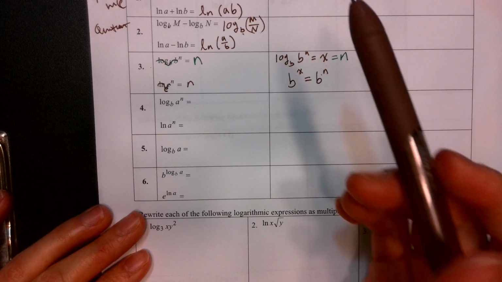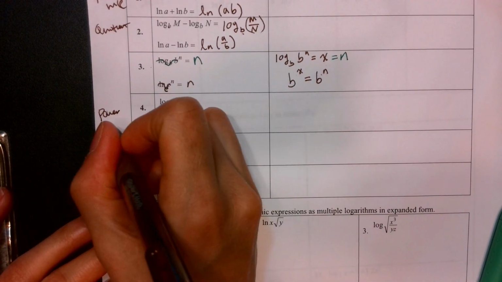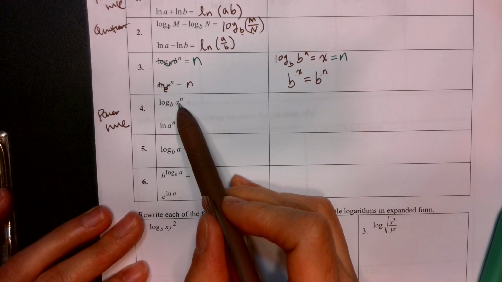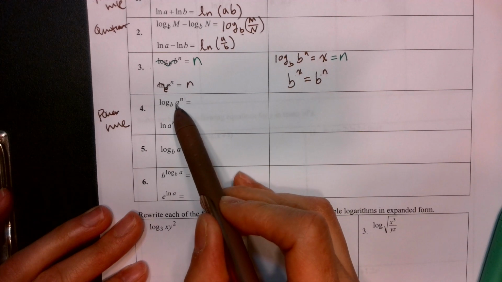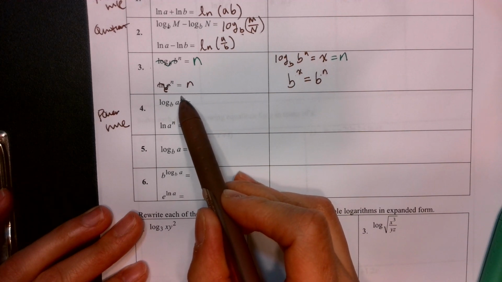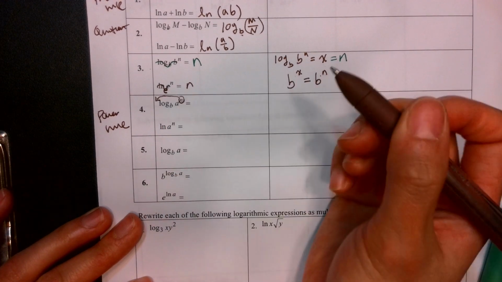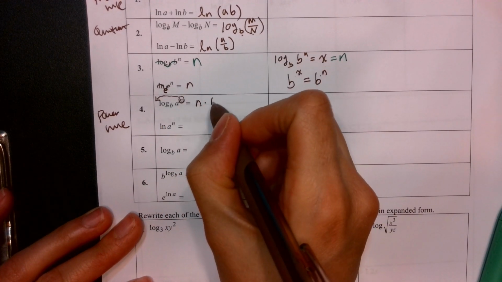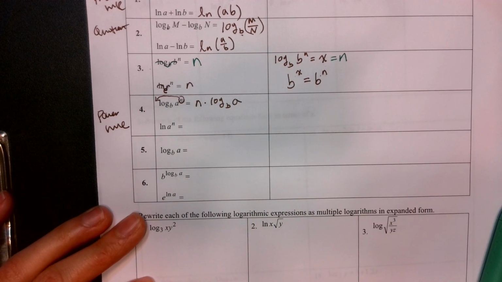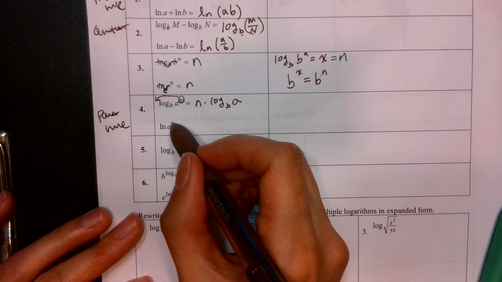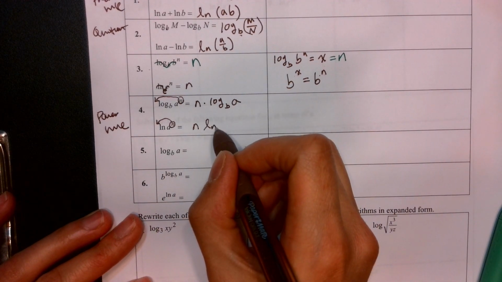Okay. All right, number 4 is called the power rule. What happens here is that if the argument has an exponent, like this one, your argument is a to the n power and it has an exponent of n, you can take that n and drop it in front of the logarithm. So it becomes n times log base b of a. Same thing over here with natural log: your argument is a to the n power, and n can be dropped in the front, n times natural log of a.